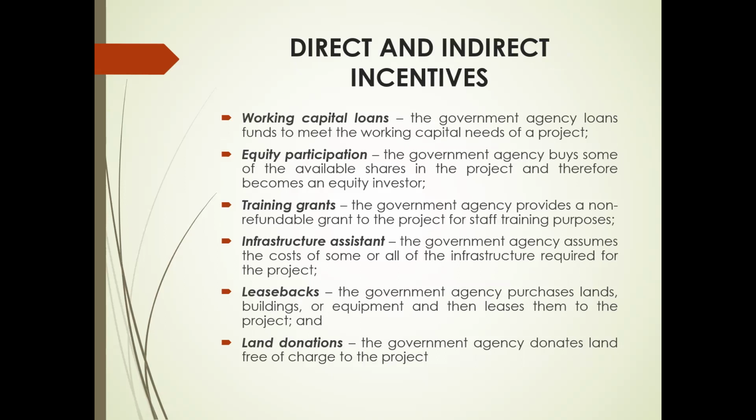The government agency provides a non-refundable grant to the project for staff training purposes. Then for infrastructure assistance, the government agency assumes the cost of some or all of the infrastructure required for the project. Then we also have the leasebacks. The government agency purchases lands, buildings, or equipment and then leases them to the project. And lastly, the land donations, wherein the government agency donates land free of charge to the project.